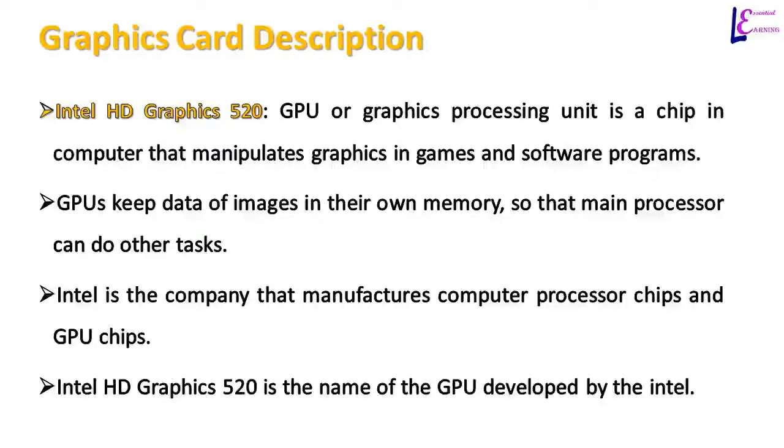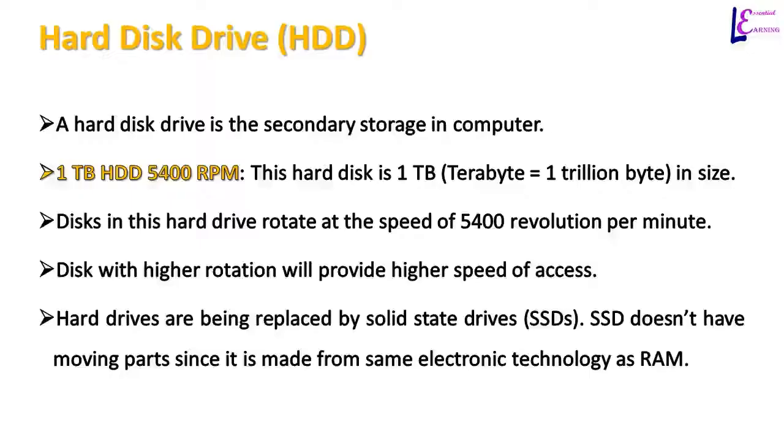A graphics card or graphics processing unit is a chip in a computer that manipulates graphics of games and software programs. This graphics card is manufactured by Intel and can process high-definition images. GPUs can keep data of images or graphics in their own memory so that the main processor can do other tasks. That is why a graphics card with memory of 2 to 4 gigabytes is necessary for any computer.